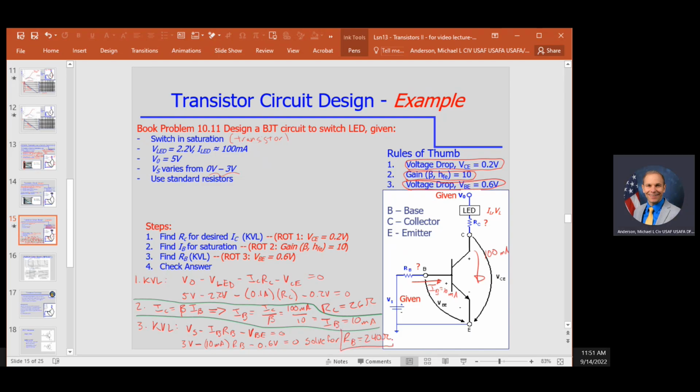At this point we've fully designed the circuit. We have picked 2 resistors, the collector resistor and the base resistor. These other values were all given, so we don't need to know those. So there you go. That's how you design a circuit to make sure it's going to be saturated. And when you're done, you can use the previous load line analysis to check and make sure that it's actually saturated. We'll do that in the lab and test it out.